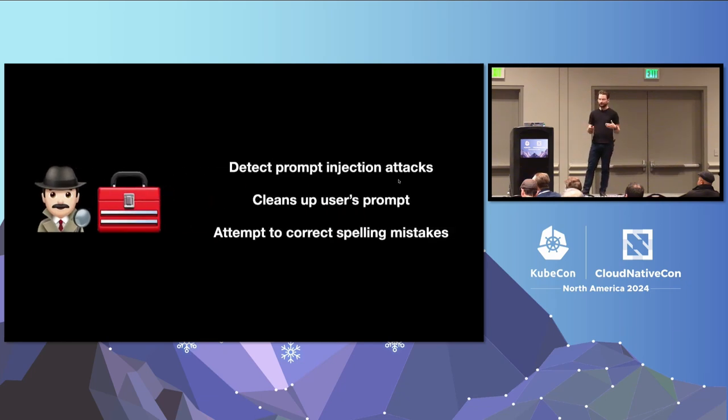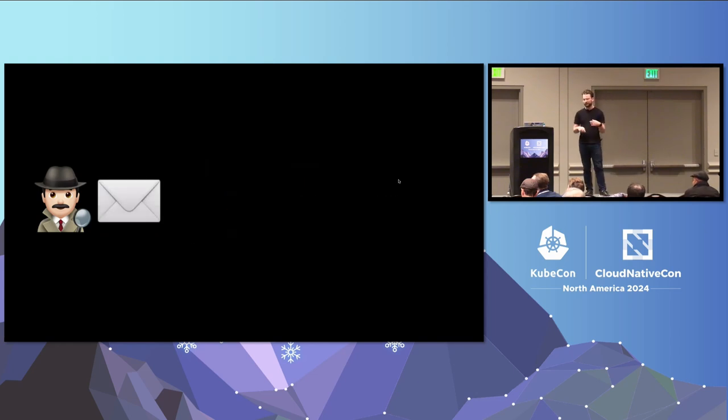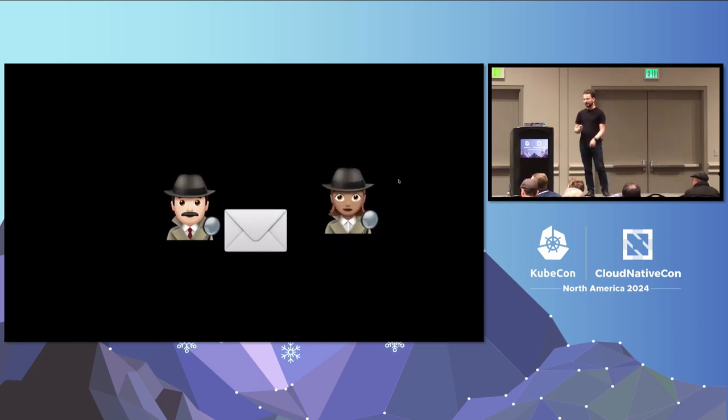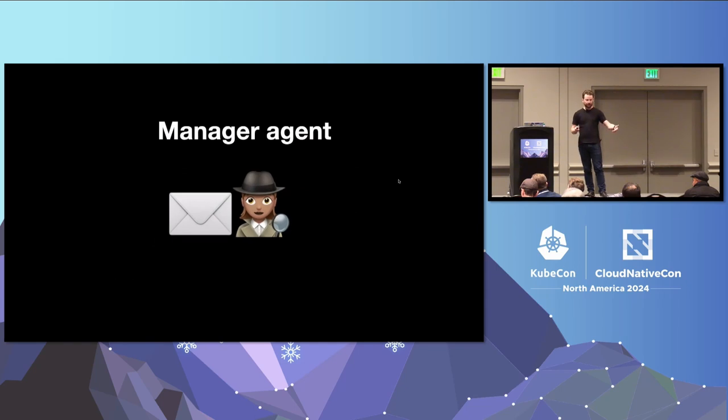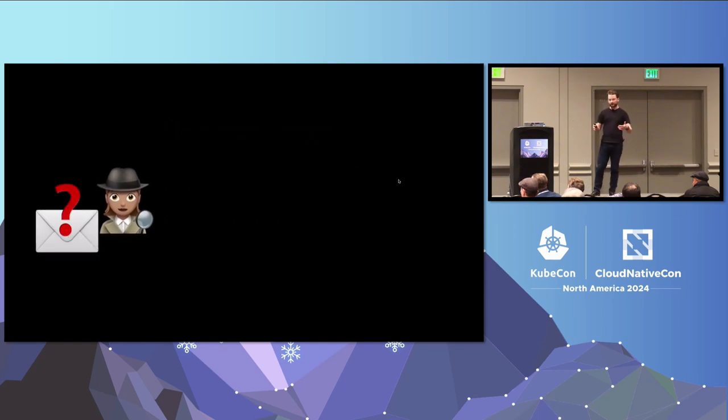Its main job is to detect prompt injection attacks, clean up users' prompts, and attempt to correct any obvious spelling mistakes that somebody might make. So if you misspell Kubernetes, it can usually catch that. Once it's done its job, cleaned up a bunch of stuff and looked at the prompt to make sure there's nothing wonky going on, it will then hand it off to the manager agent. This is the central agent that decides which of the other agents to hand off questions to. The manager agent will look at the query.